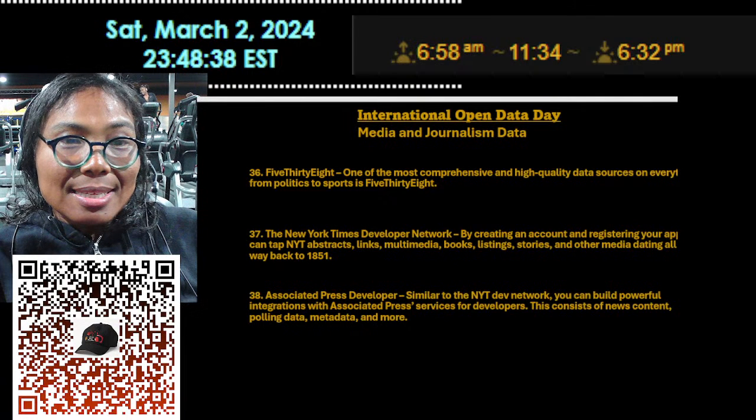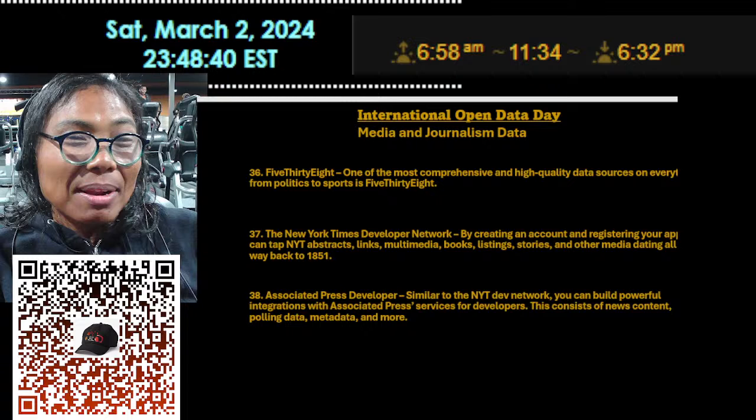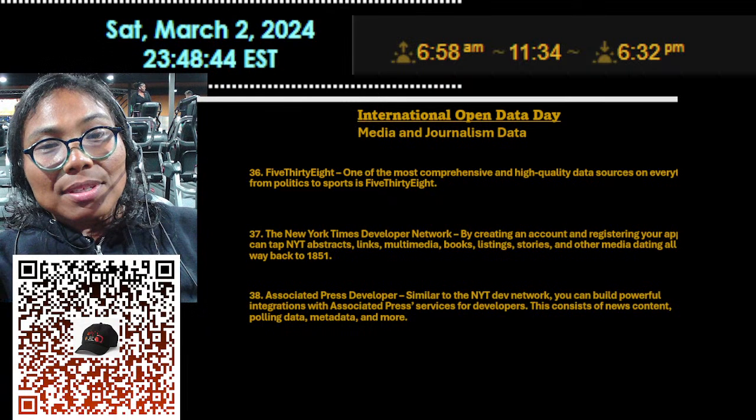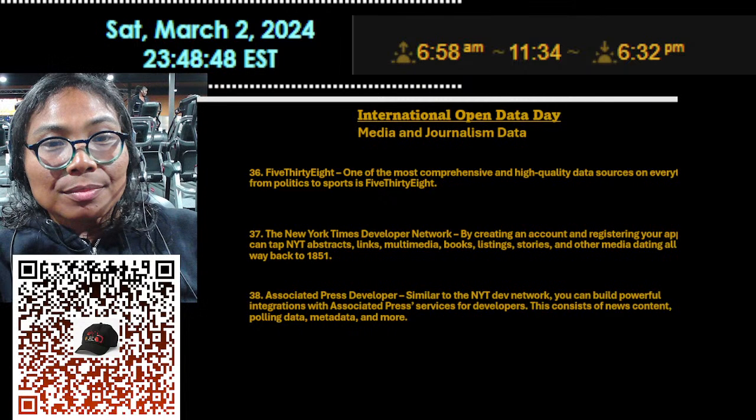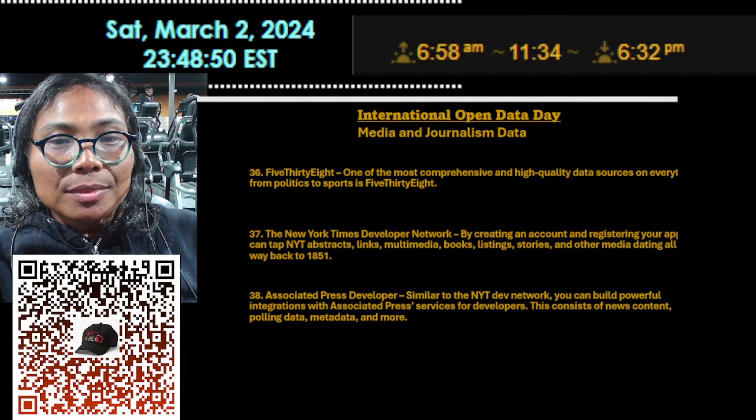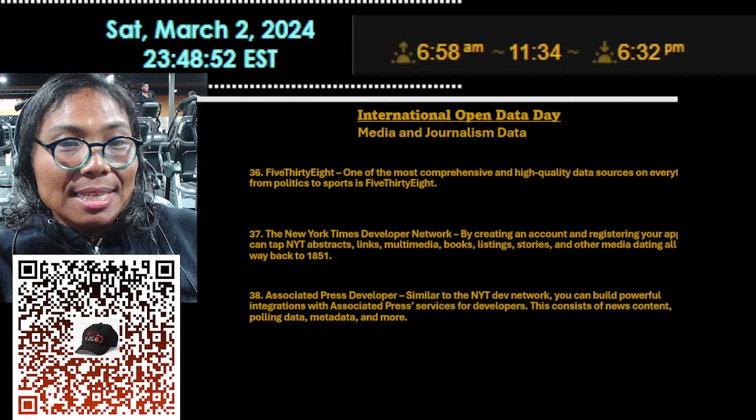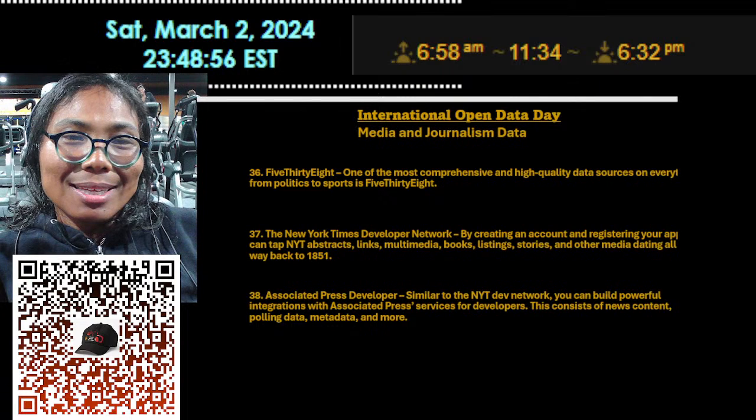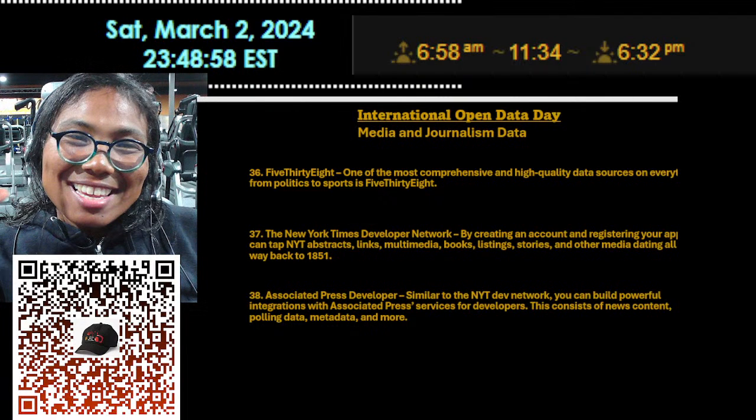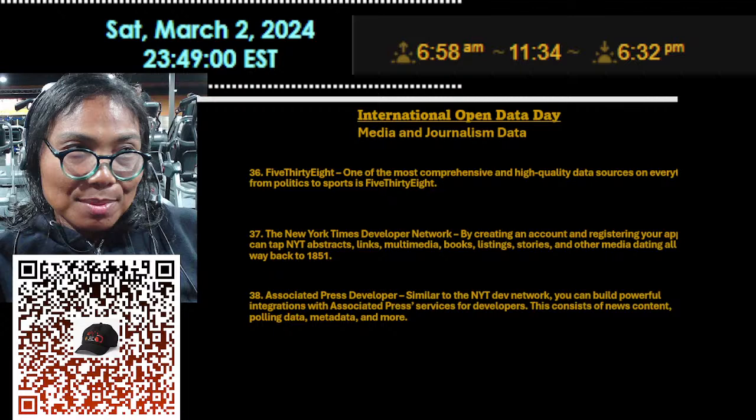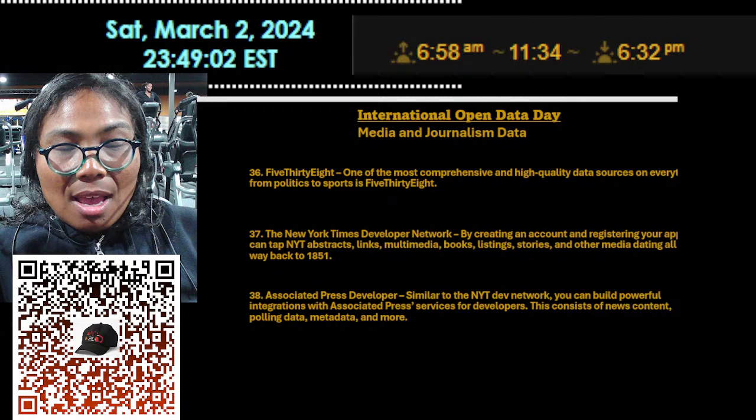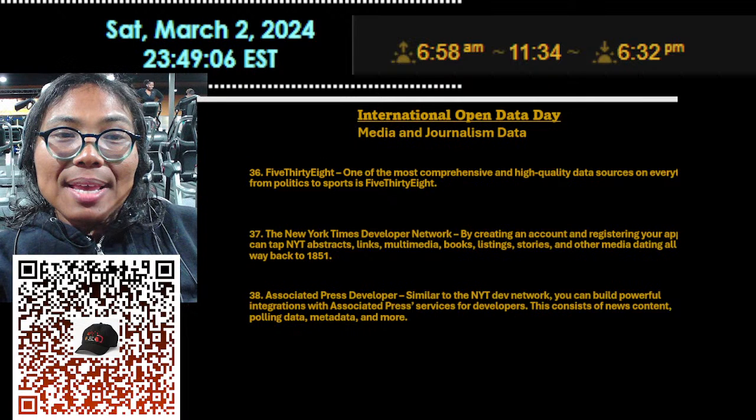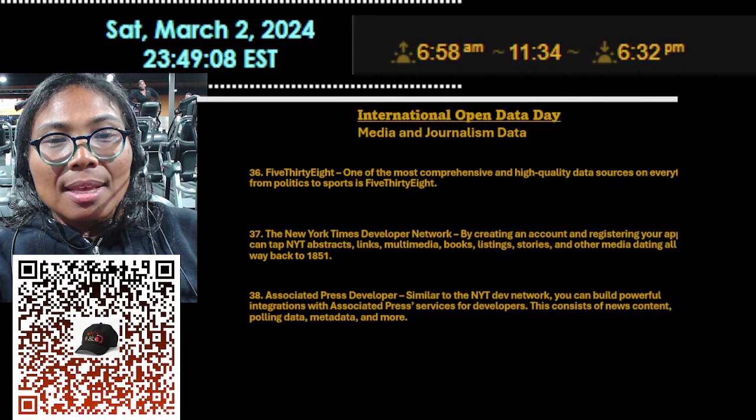It says it's just about everything. I'm not really into politics, but I would like to see what the stance of it is. Next we have the New York Times Developer Network. You can create an account and register, and you can tap into any of the New York Times abstracts. So I think that's pretty interesting too. Again, kind of jaded a little bit because nothing in this world is necessarily 100% foolproof or true. Next we have the Associated Press Developer, and again that's similar to New York Times.